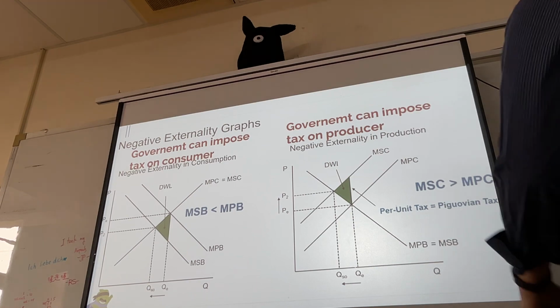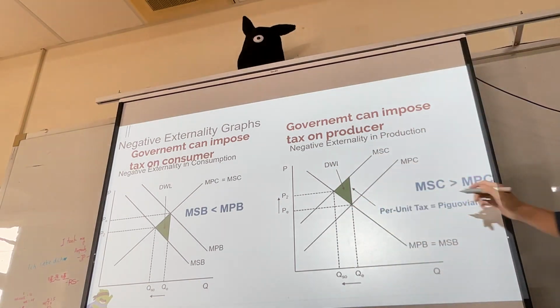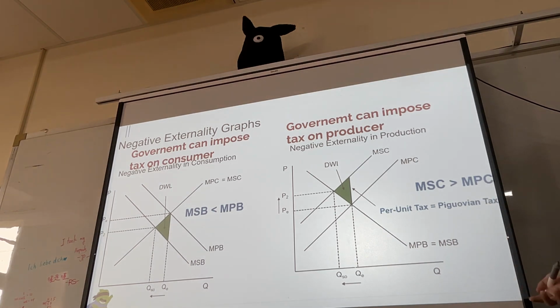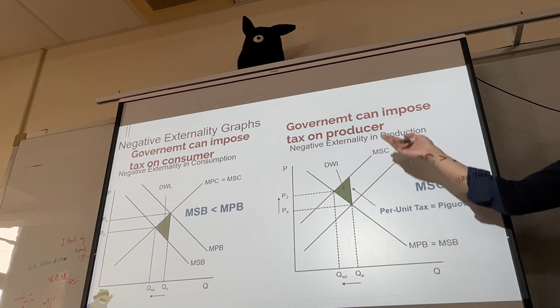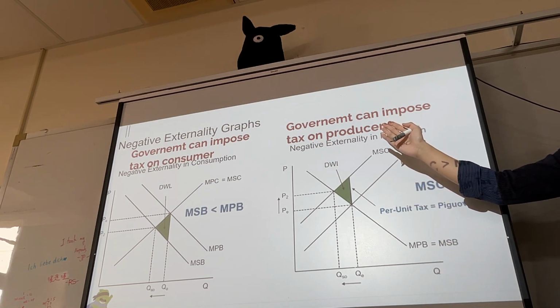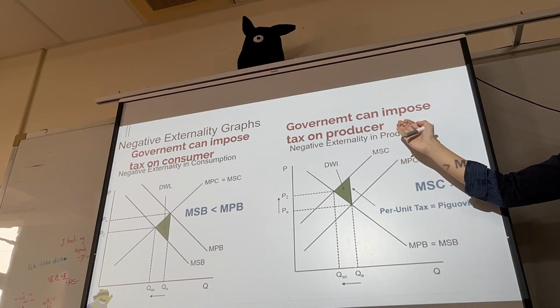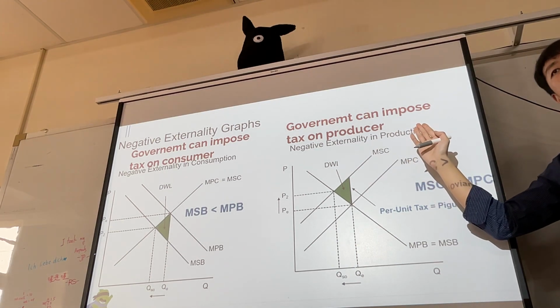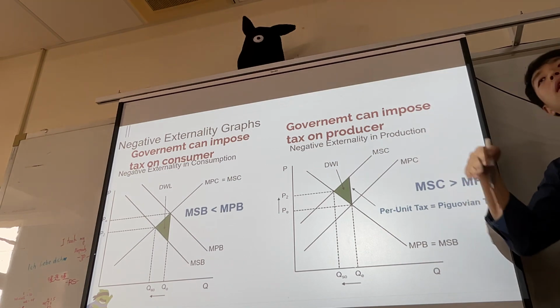So, you see, since they produce, remember, they produce some bad stuff like oil, they put oil in the ocean, okay? So, what do you think our government will do? They will impose a tax on the producer. Why? To reduce the oil loss.